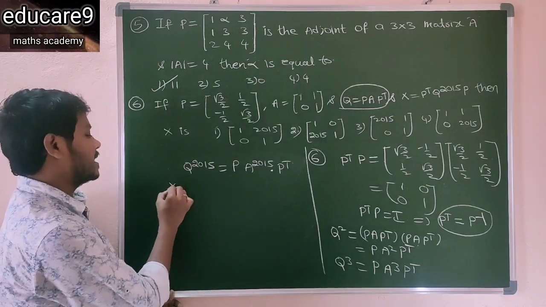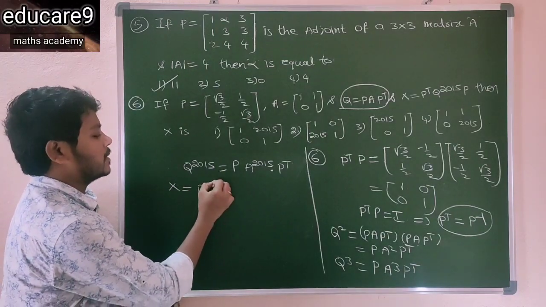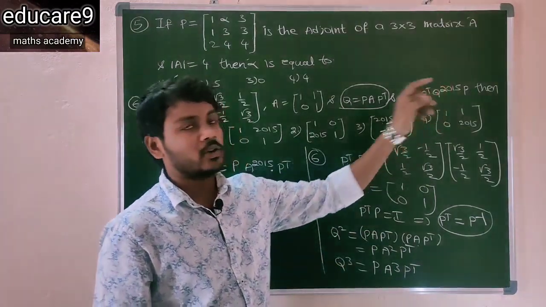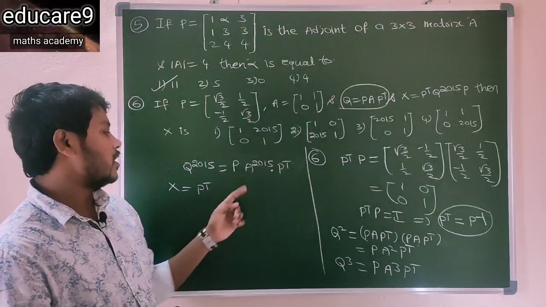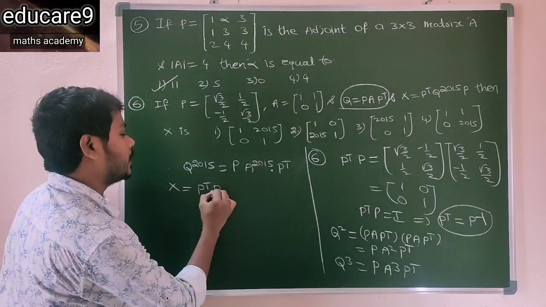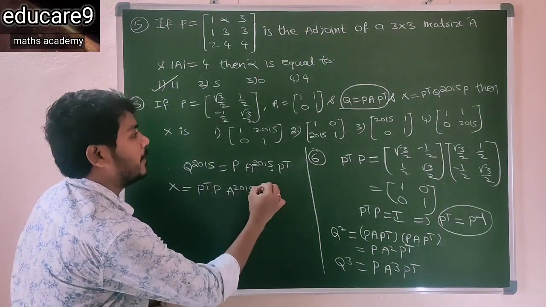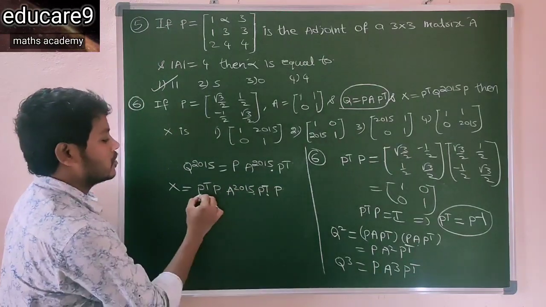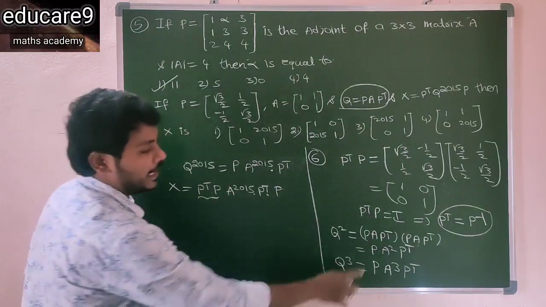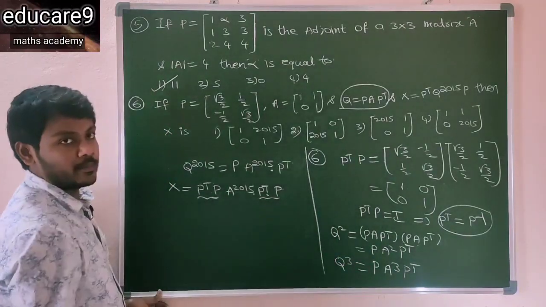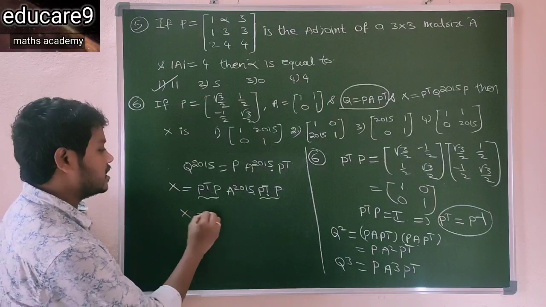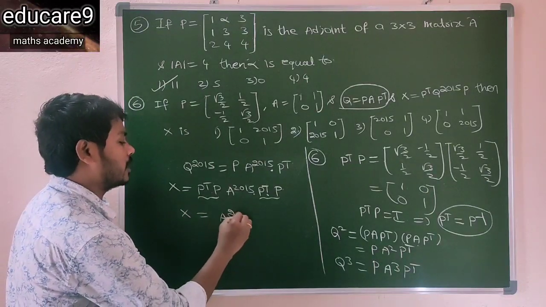So therefore what is X? X is P transpose Q power 2015. So what is that value? P into A power 2015 into P transpose into P. So P transpose into P is identity matrix. So here also identity matrix. So therefore X is equal to what? A power 2015.